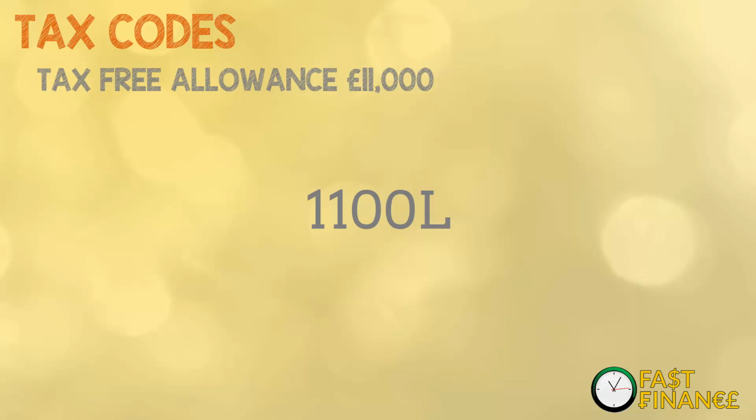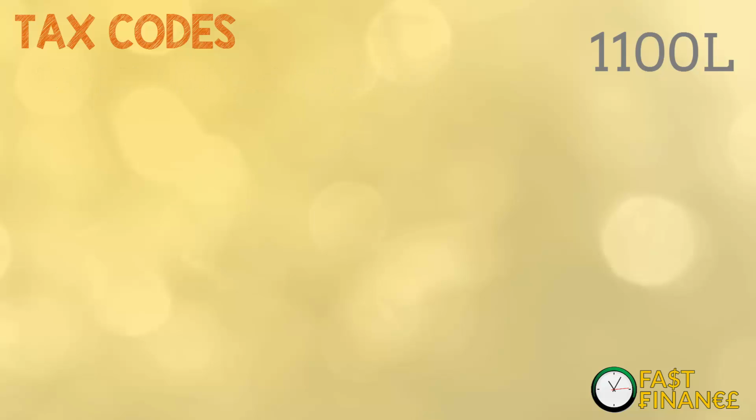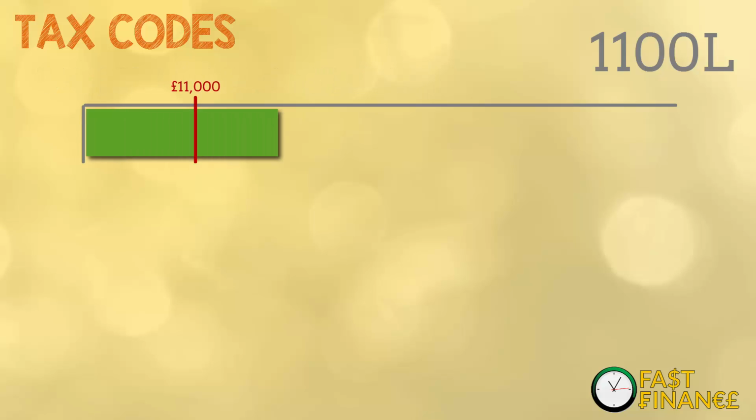Okay, so for this example we're going to use this tax code. We'll look at how your tax code can change a bit later. Once you earn over £11,000, you are taxed at the basic rate. This is currently 20%. So if you earn £20,000 a year, you pay tax on £9,000 at a rate of 20%. This means you pay £1,800 tax per year, or £150 per month. Your employer deducts this automatically from your payslip, hence the term pay as you earn.